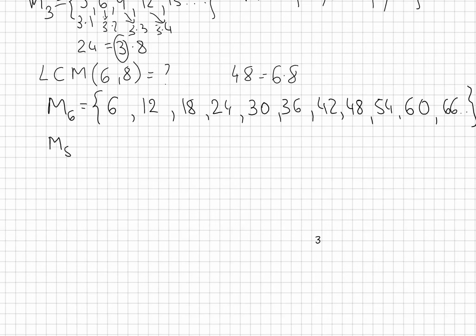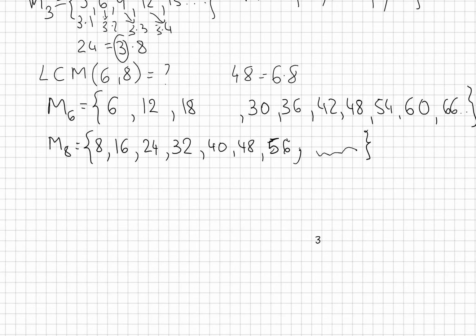Multiples of 8: 8 times 1, 8 times 2 is 16, 24, 8 times 3, 8 times 4, 8 times 5, times 6, times 7, 56, and so on. As you can see, you can find a lot of common multiples. 24 is in both. Oh, I'm sorry.